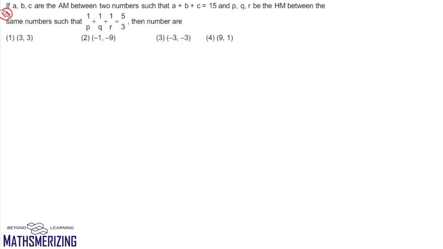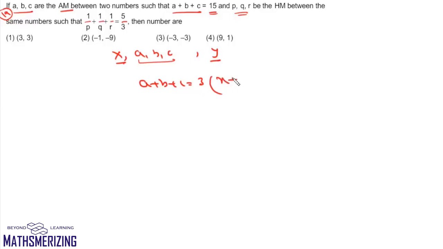Now question number 19 is, if A, B, C are arithmetic means between the two numbers such that A plus B plus C is 15, and P, Q, R be the harmonic means between the same numbers such that 1 upon P plus 1 upon Q plus 1 upon R is 5 by 3, then the numbers are. So let the numbers be X and Y. So first we have inserted 3 arithmetic means A, B and C. Now we know that sum of inserted means A plus B plus C will be 3 times arithmetic mean of these two numbers. So it will be X plus Y upon 2.